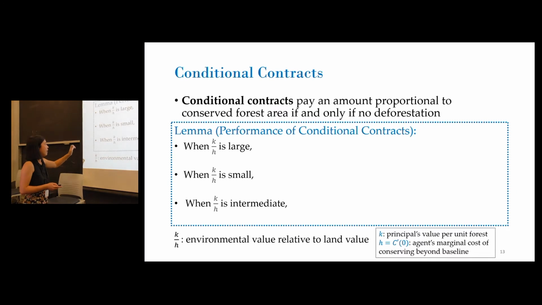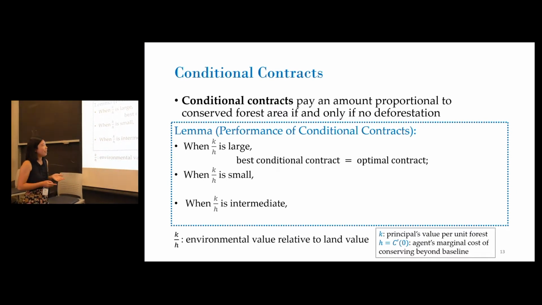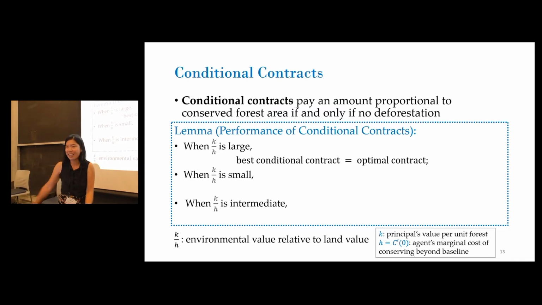First, when the environmental value is very large, then the best conditional contract is actually the same as the optimal contract, and all of these contracts just pay the agent a lot, right? Because my environmental value for the land is very large, much larger than the agent's value for the land, I'm going to pay them enough to induce them to conserve everything.